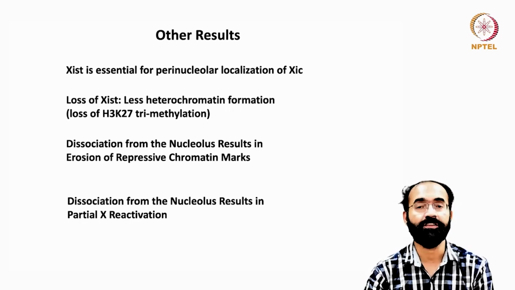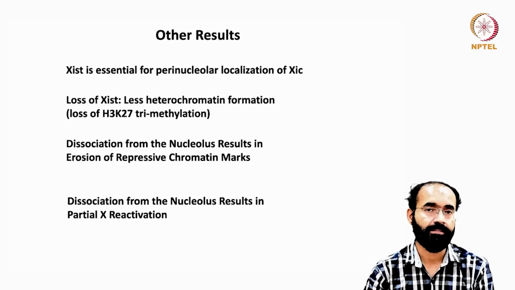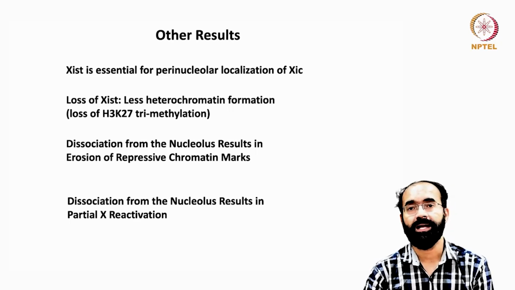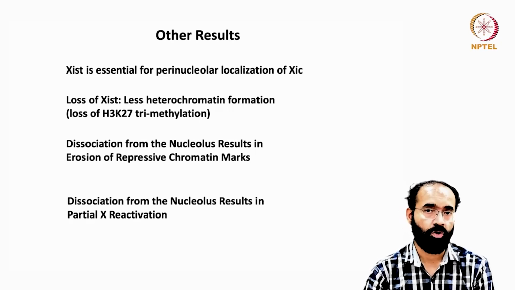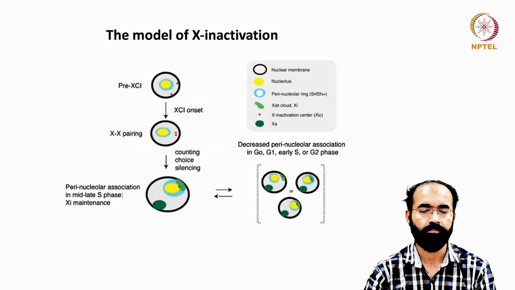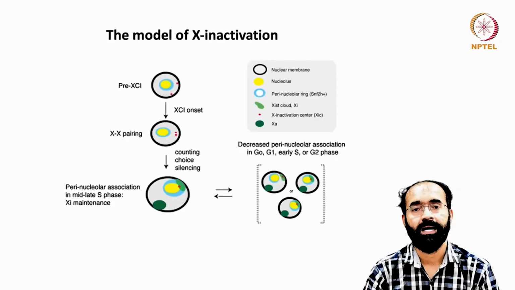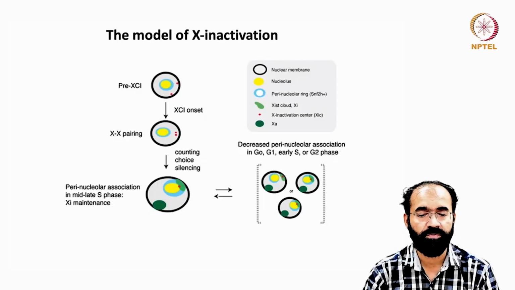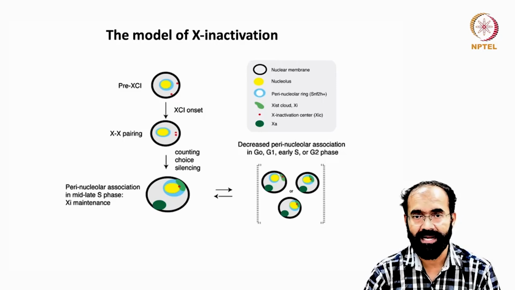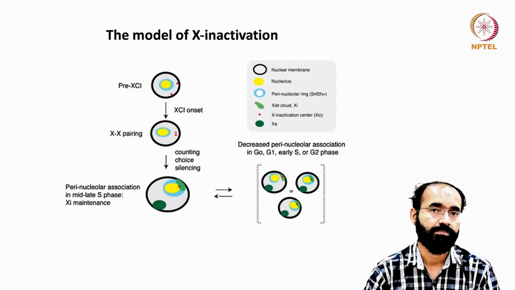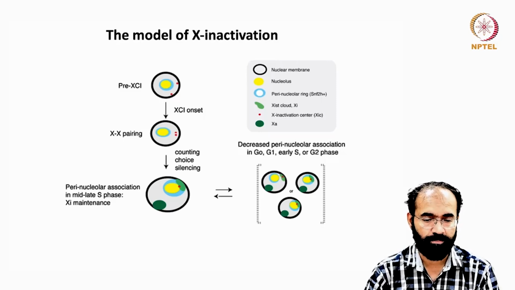It is interacting, and if you prevent that interaction by chemical tools or by genetic tools, you can make the inactive X chromosome reactivate partially. So let us see in this cartoon a model for X inactivation. You have pre-X chromosome inactivation. That means both X chromosomes are given equal strength, equal bias to express. That is pre-X chromosome inactivation.